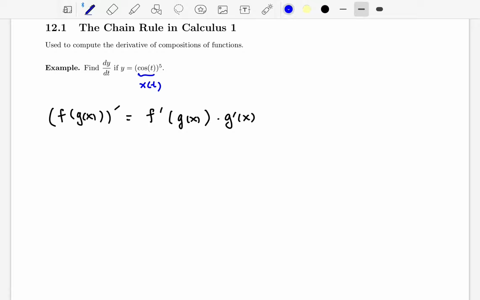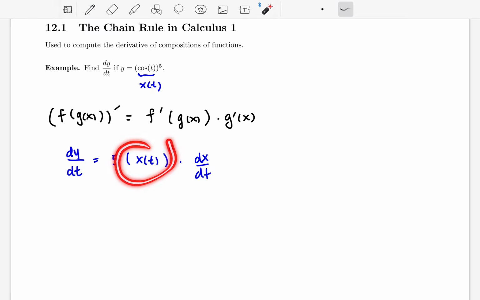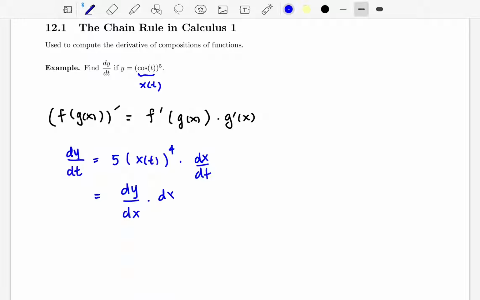if I now use Leibniz notation, dy/dt is equal to, take the 5, bring it to the front. So this is 5. I'm going to leave my x of t alone, and this is to the fourth, multiplied by the derivative of the inner function, which is just dx/dt. Now, if you think about it, this right here is just equal to the derivative of y with respect to x, and then multiply by the derivative of x with respect to t. Okay, so this is another way of writing the chain rule.